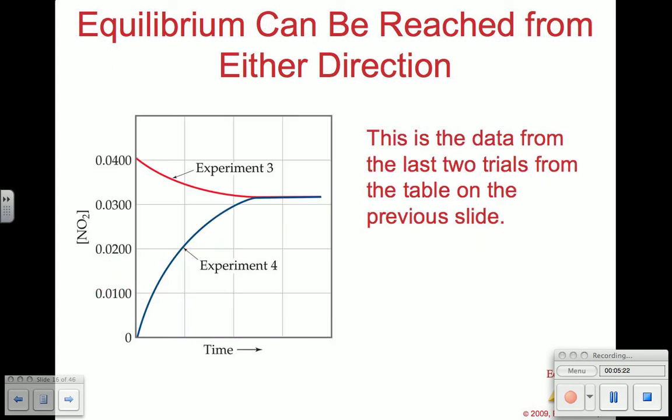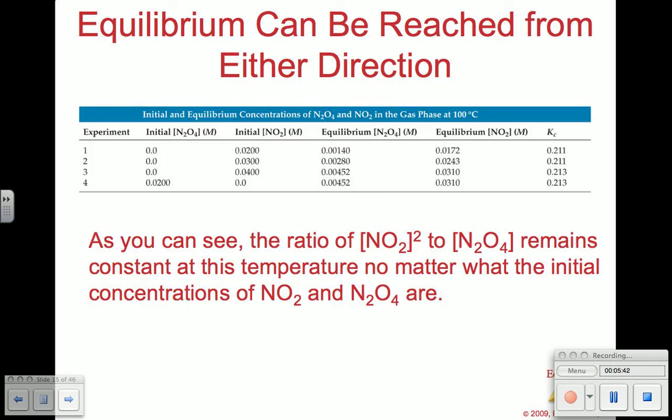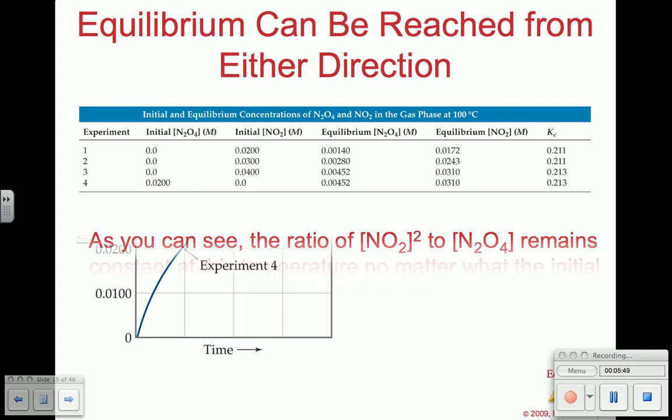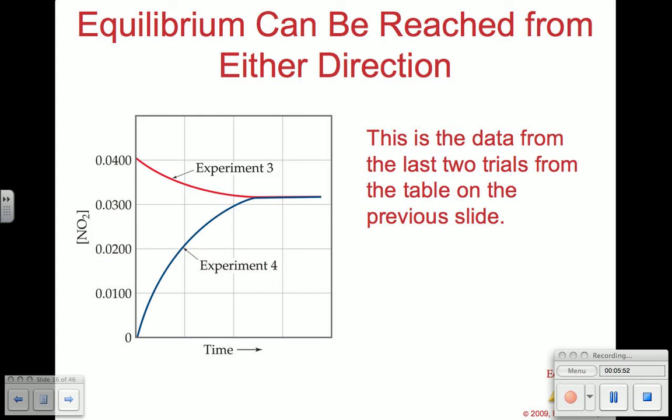So this is the data from the last two trials on that table, and you'll notice, in experiment 3, you started with 0.04 moles of the material, and I forget what, in experiment 4 you had 0.02 moles of this NO2 or N2O4 and none of the NO2. That's the kind of marker indicated there. But they eventually meet at the same equilibrium point.